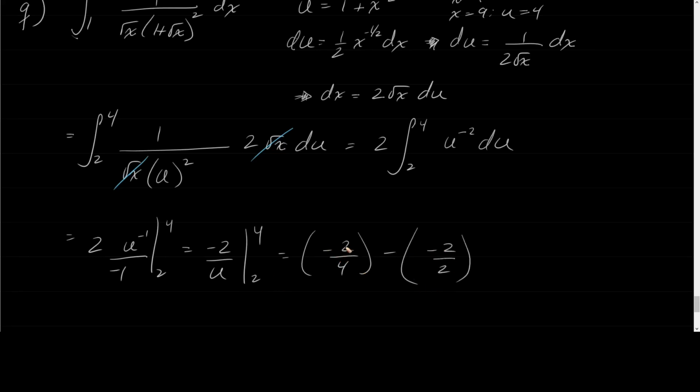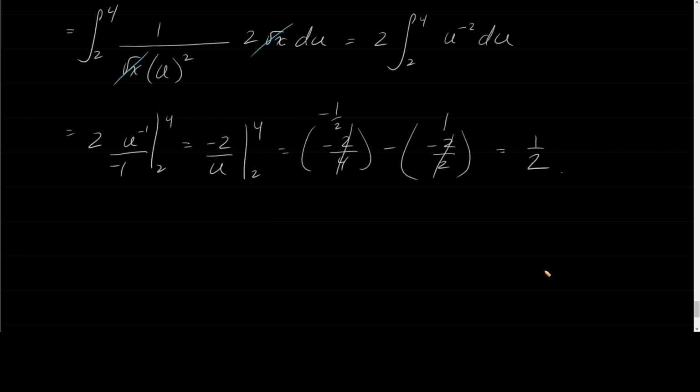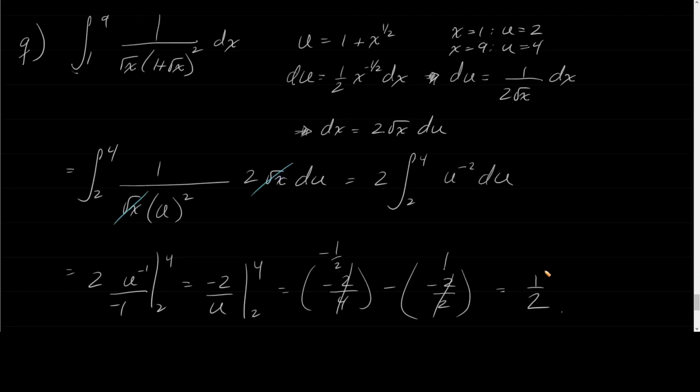So negative 2 over 4 is negative 1/2. And then minus negative, well, 2 over 2 is 1. So we have negative 1/2 minus a negative 1. So it's negative 1/2 plus 1, which is 1/2. Cool. Next one. So that was Q.